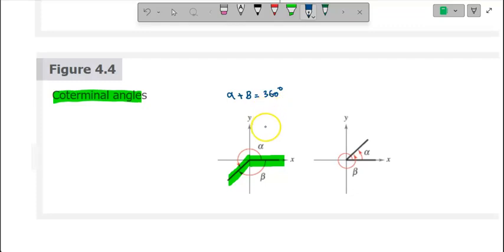On the other side here, we can see beta starts from here and you're going to turn one whole turn, and then you're going to add another alpha. So we can see here beta minus alpha can be 360 degrees. In both scenarios they start with the same initial side and they end up with the same terminal side, right?